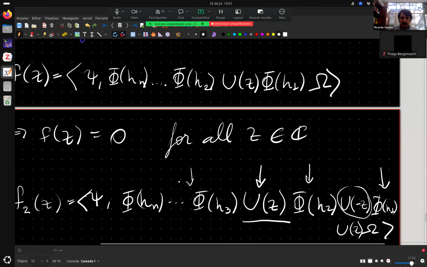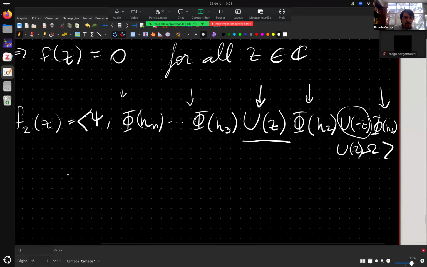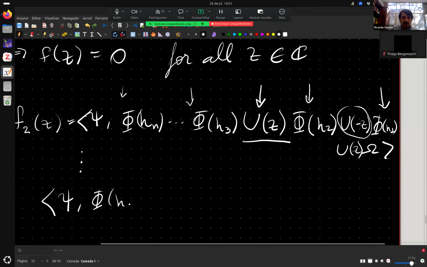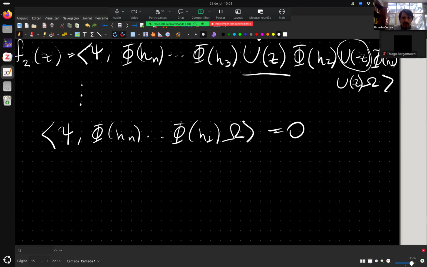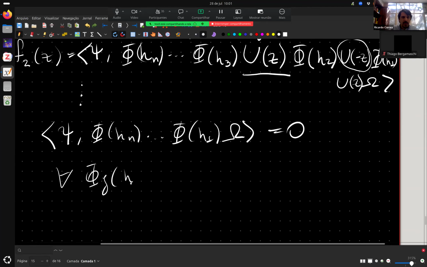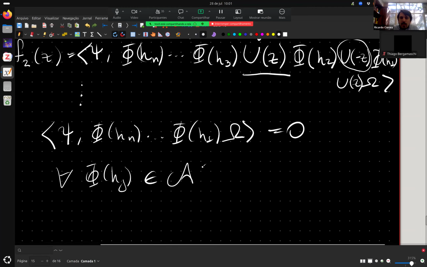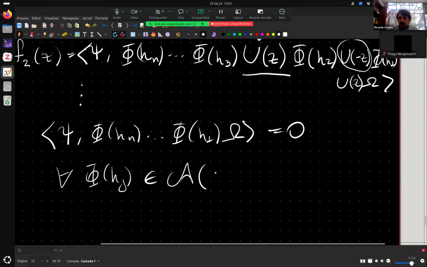And by doing that any number of times, what I will learn is that if I take any vectors H1 through Hn, phi of Hj acting on the vacuum will always be zero, for all phi in any possible region. And if it's in any possible region, it's in the whole Minkowski spacetime because of weak additivity.